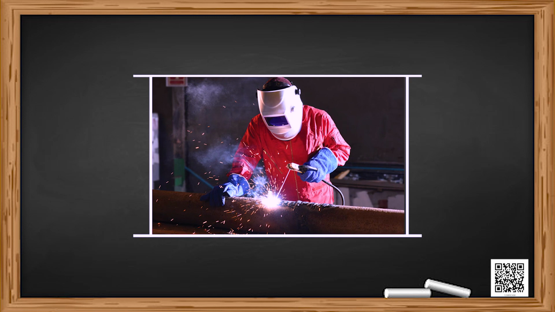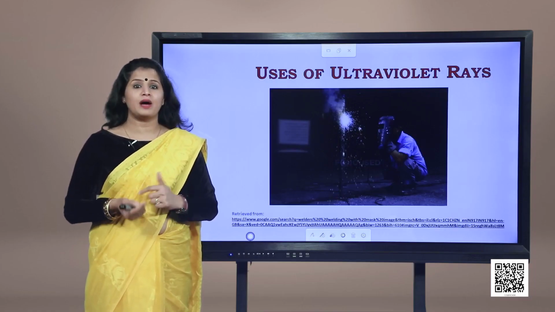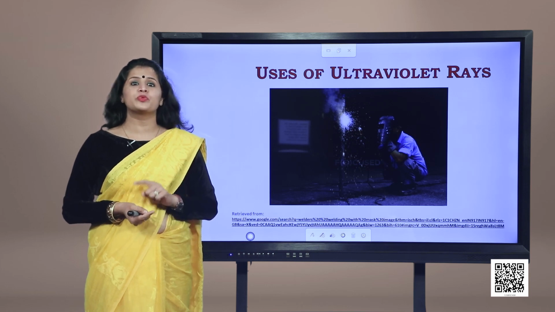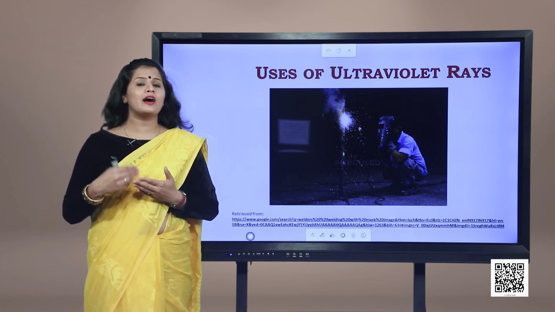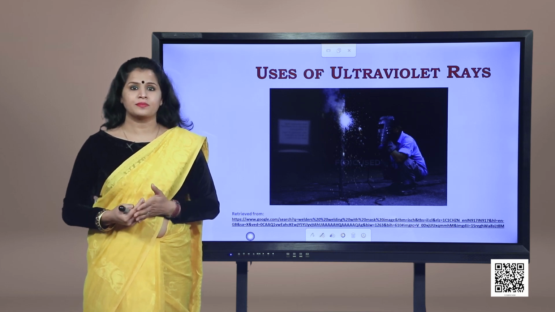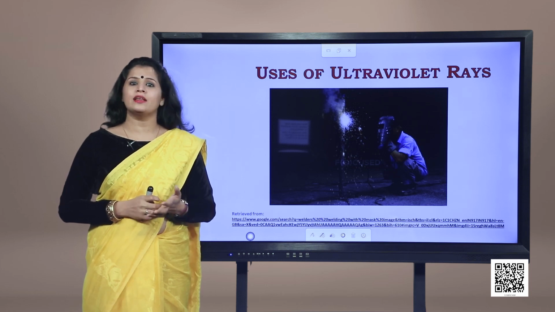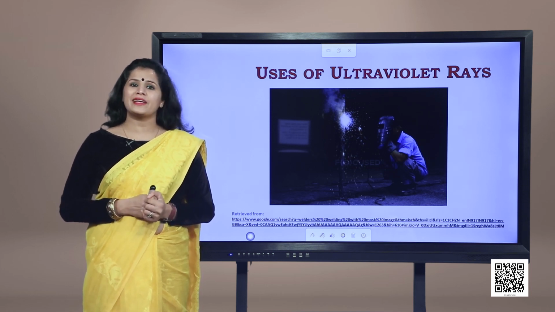But why do welders need to wear this helmet? Welders wear special glass goggles or face masks with glass windows to protect their eyes from the large amount of UV produced by welding arcs. After knowing ultraviolet rays in detail, we will now move on to the next part, which is X-rays.